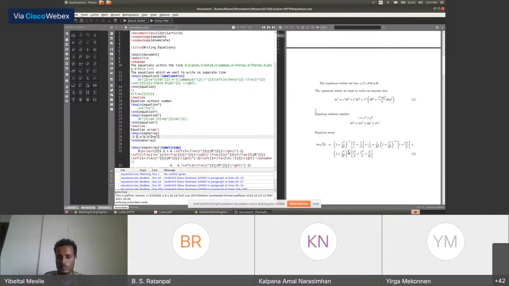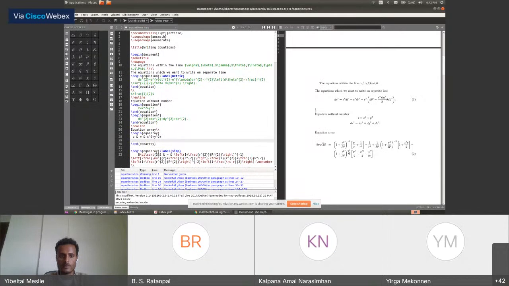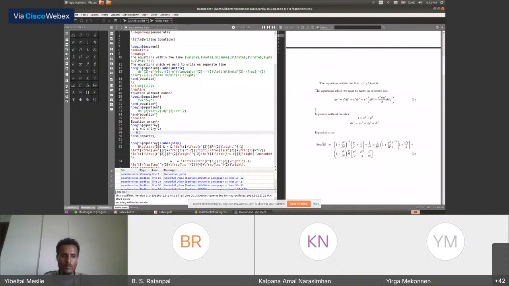Then I will write x squared plus y squared, then plus. I don't want to give this part a number, I want to give the equation a single number as a whole, so I won't write no number right now. After that I will simply write ampersand, space, ampersand, f of x comma y. Let me run this.